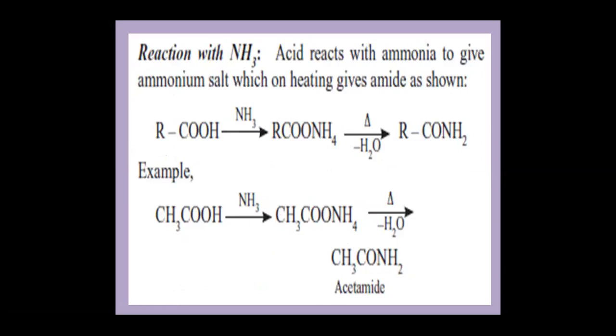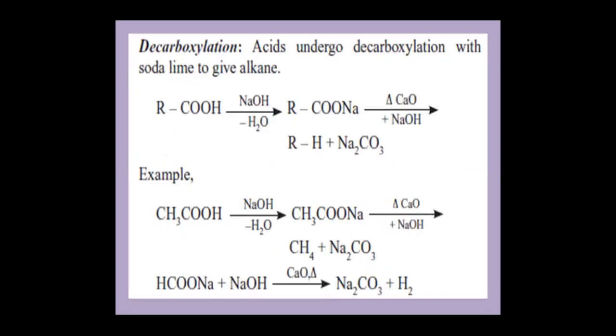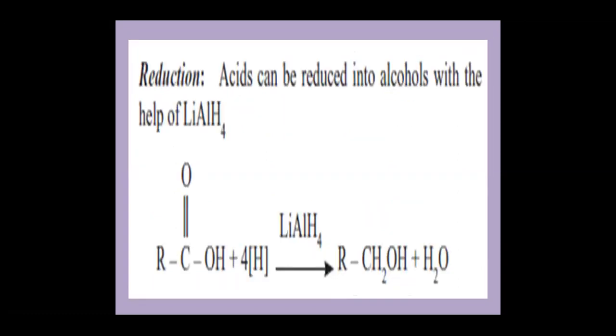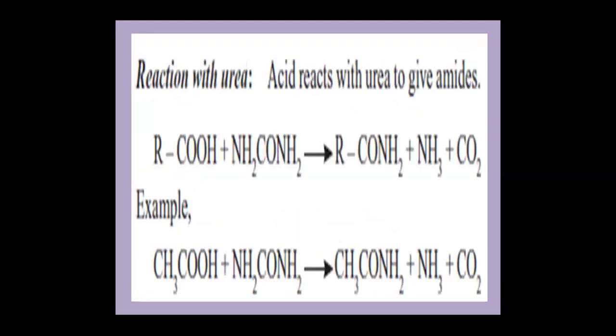Reaction with ammonia. Whenever a carboxylic acid reacts with ammonia, it gives ammonium salts, which on heating give amides. Decarboxylation. Whenever a carboxylic acid is treated with soda lime, it gives alkanes. Reduction. Carboxylic acid can be reduced into alcohols in the presence of lithium aluminium hydride. Reaction with urea. When a carboxylic acid reacts with urea, it gives amides.